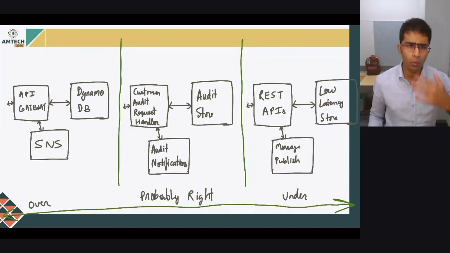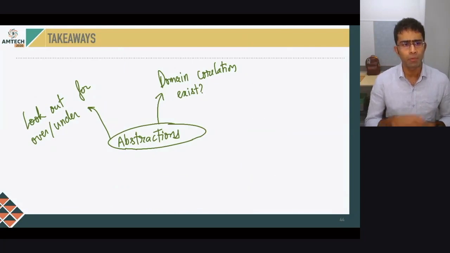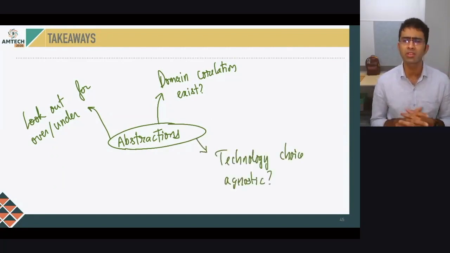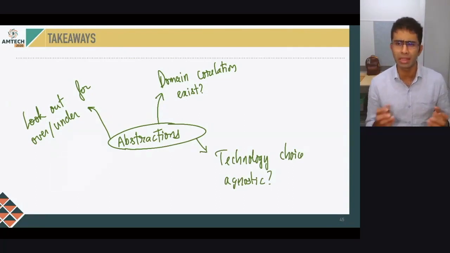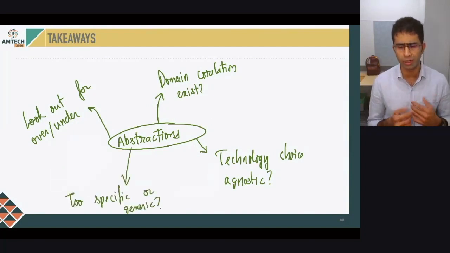With that, some takeaways on abstractions. First is look for over and under abstraction. Verify if there's a domain correlation. Look at the map example. You need to have a correlation. Verify if the abstractions are technology choice agnostic. If not, then you have a problem there. And verify if the abstractions are too specific or too generic. Use these as tests.